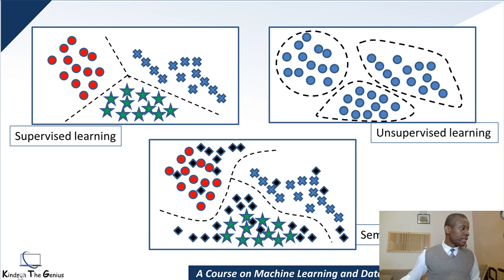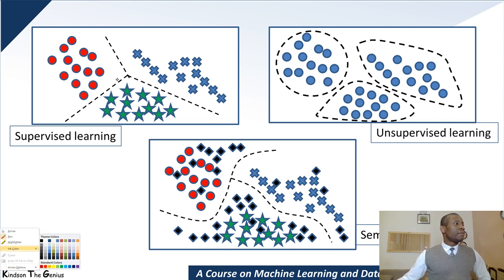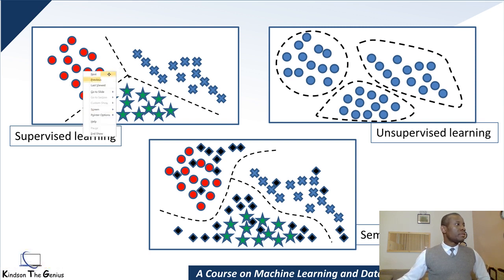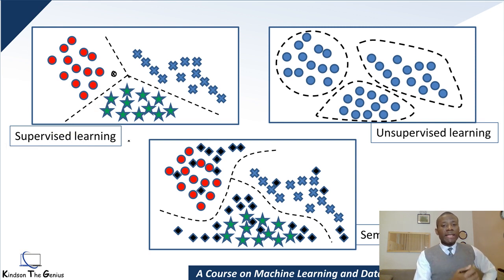So let me see if I can take a pen and write something. Let me change the color to black. Let's say we have a data point at this point here. How would you classify this data point? It will be very easy. You classify it as belonging to the right class.